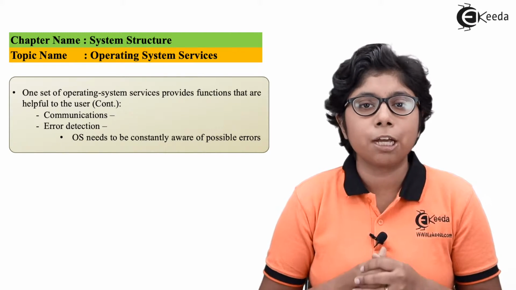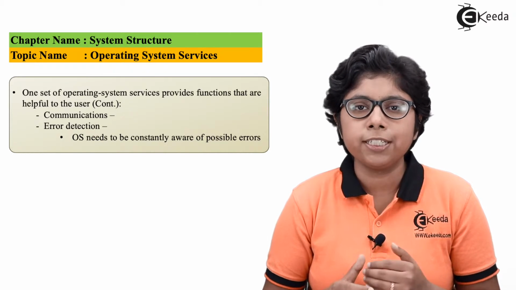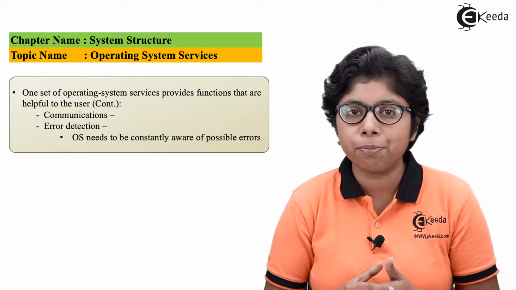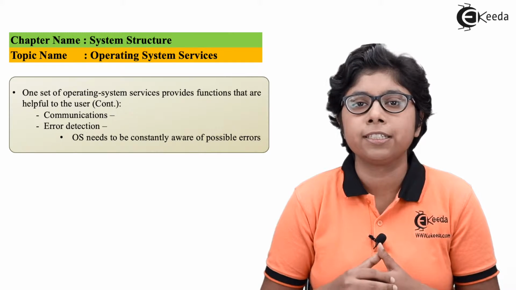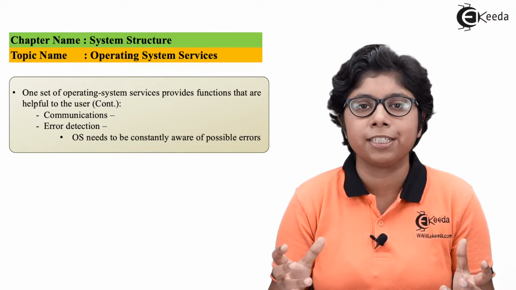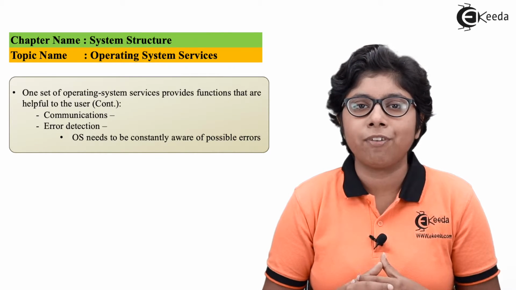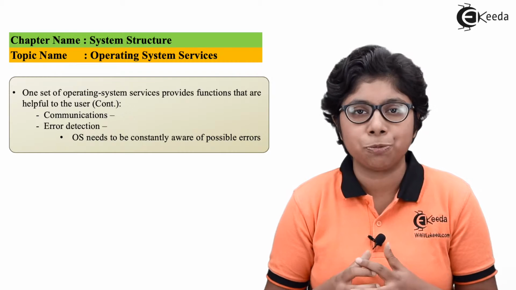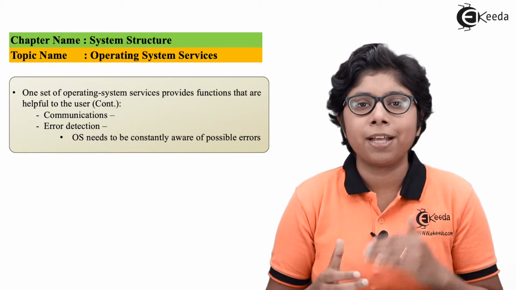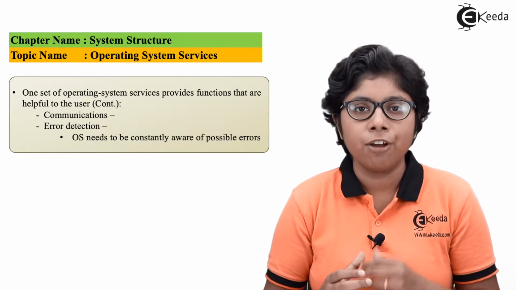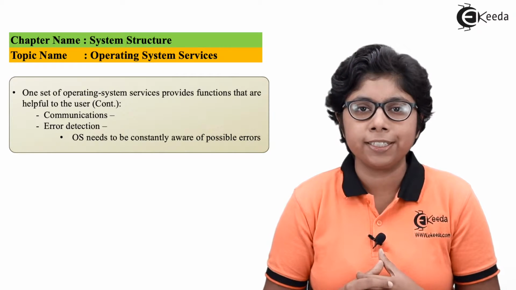The next one is communication. A process may need to exchange information with another process within the computer, or with processes that are in different computer systems connected via a network. This can be implemented via shared memory or message passing, in which a message is transferred to another process via a packet, which is then handled by the operating system.